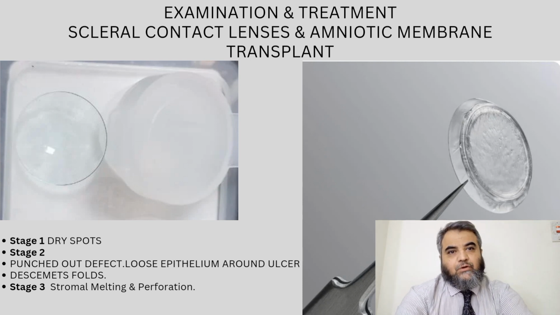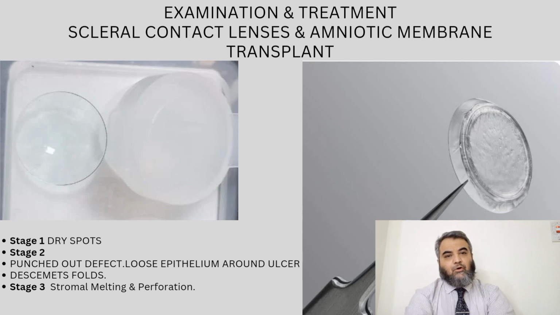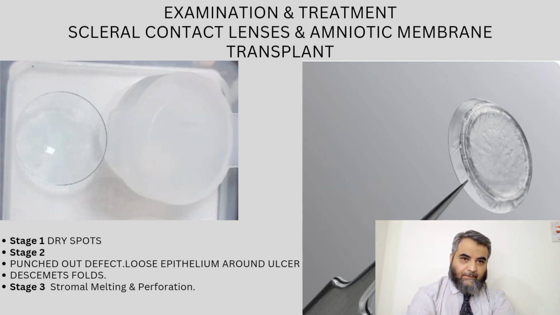But when we come towards the treatment, it depends upon which stage the patient has come to us. As I mentioned, they can be classified into different stages, stage 1, 2, 3 of the neurotrophic ulcers, and we can start our treatment with preservative-free lubricant eye drops. Yes, preservative-free lubricant eye drops provide an environment for the healthy growth of the cornea.